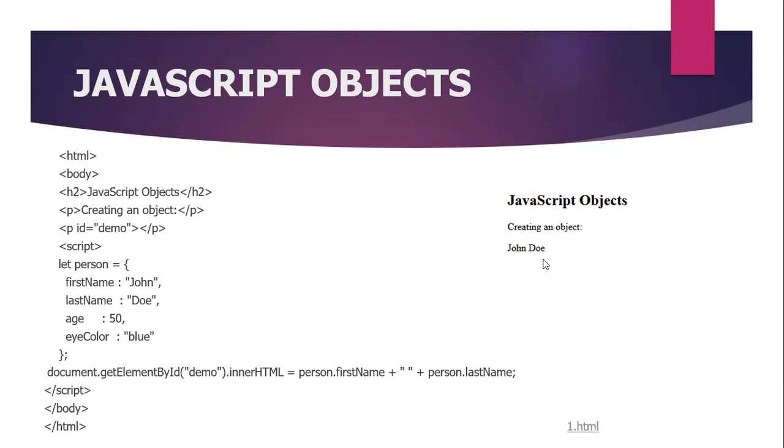So in the output, here you can see the output parallelly. First name John is printed, and then for giving the space, I'm using double quotes. So the space will be considered as a string, plus person dot last name. So last name is Doe. So Doe will get printed.